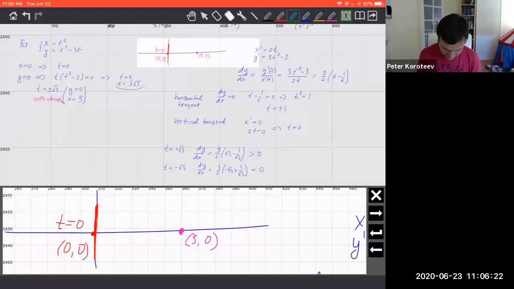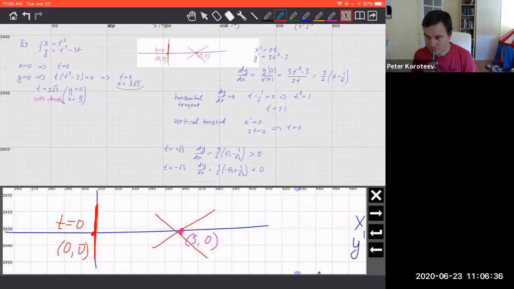So we know that the tangent at t equals minus root 3 will be negative, at plus root 3 it will be positive. And then somewhere in between, it will be 0.